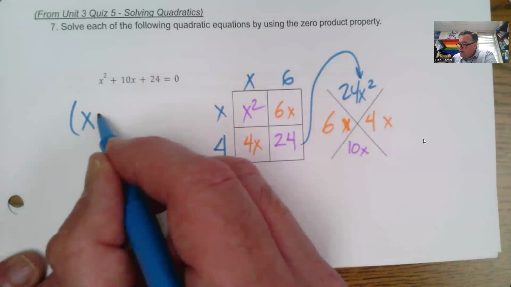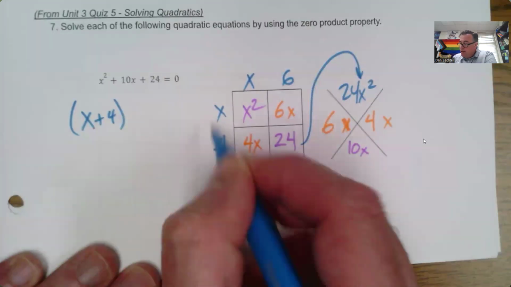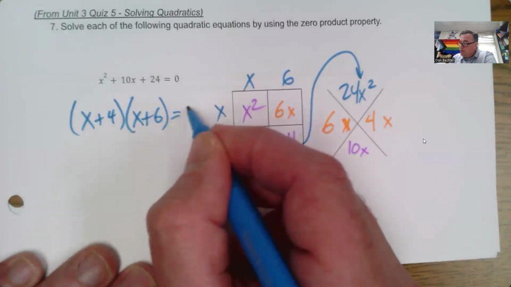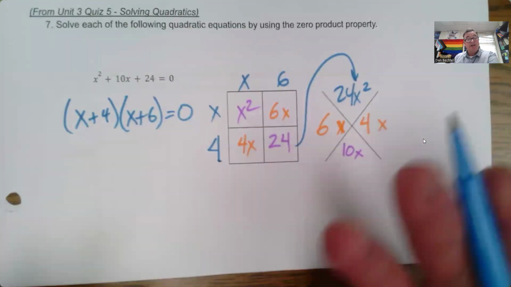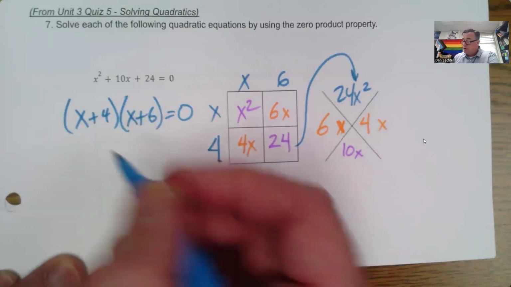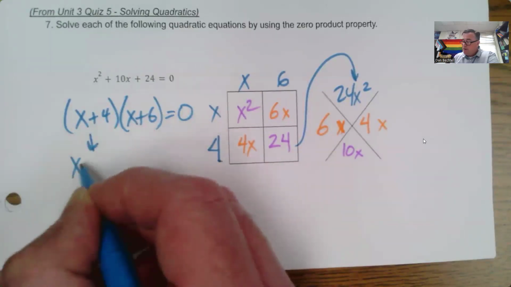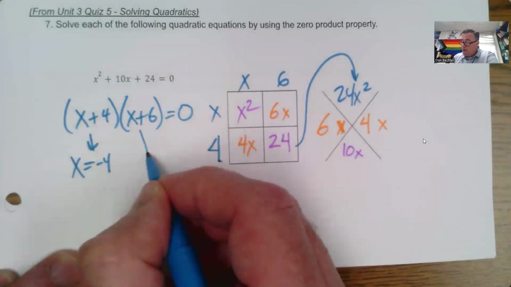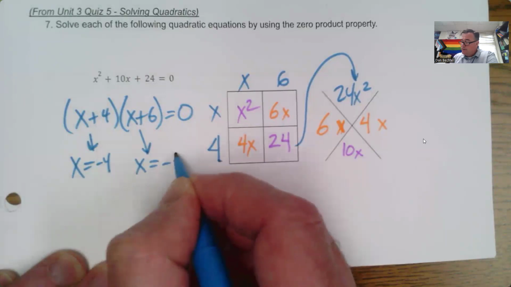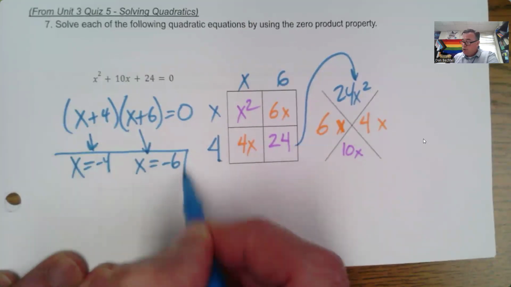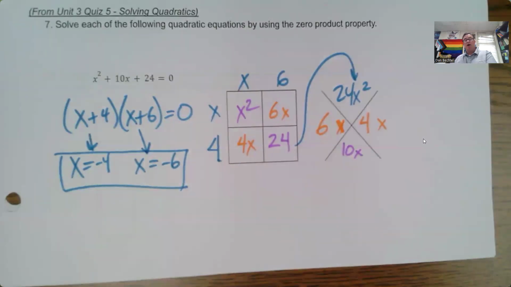Factored form of this will then be x plus 4, our side here, and x plus 6 from this top part here. It's going to be equal to 0. Now, because they want us to solve it using the zero product property, I'm going to make one or the other of these equal to 0. So in this case, x would have to be negative 4, so that when I combine it with a positive 4, it's going to give me a 0. Or here, x would have to be negative 6. So when I combine it with a positive 6, it's going to be 0. Those are our two answers for this problem.